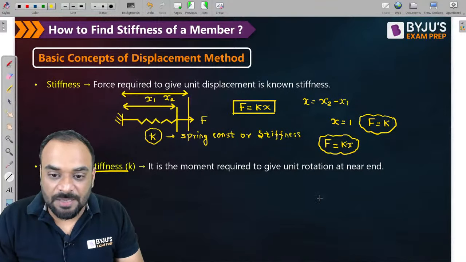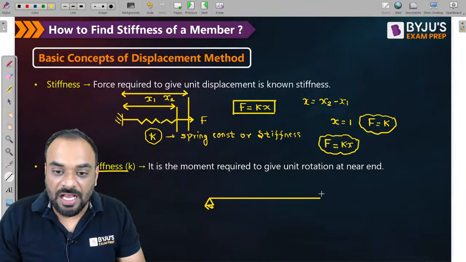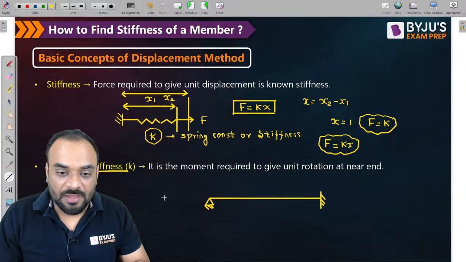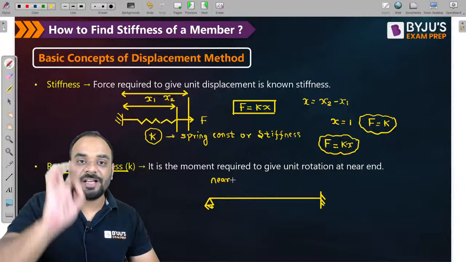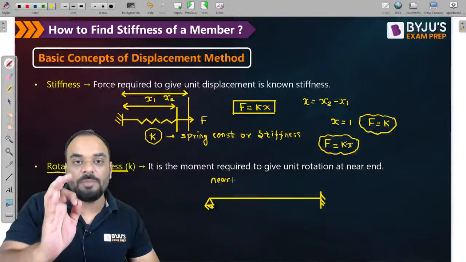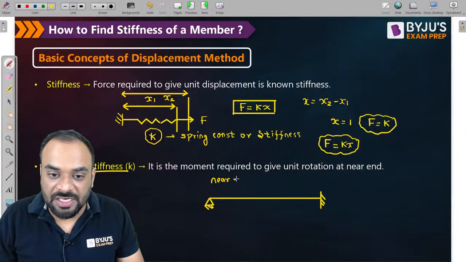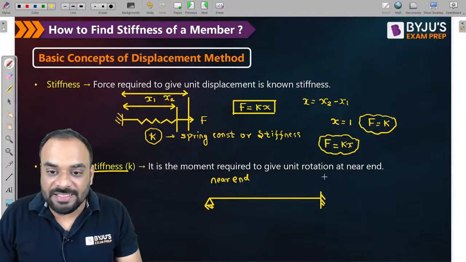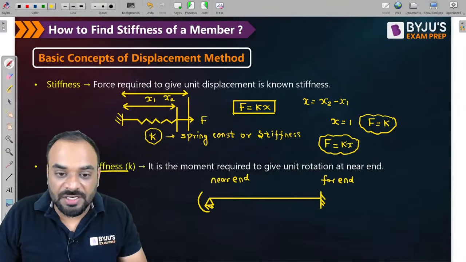Let us take one simple example. Let us suppose this is our beam in which one end is hinged and the other is fixed, okay? And let us consider this end is the near end. How can we say that? Wherever you apply the moment, that particular support or end will become the near end, and with respect to that the other end will become the far end. So this is our near end where we will apply the moment, and this end will become our far end. Now let us suppose I apply a moment at the near end in a clockwise direction, and let us consider it as M.